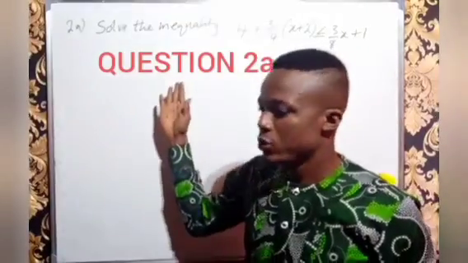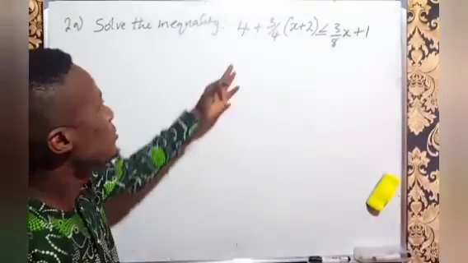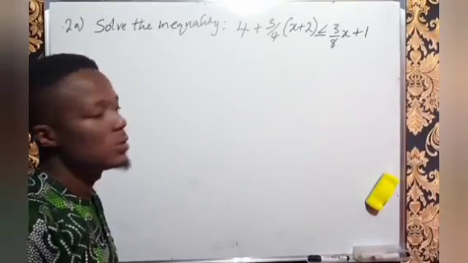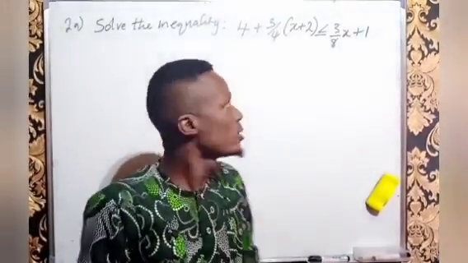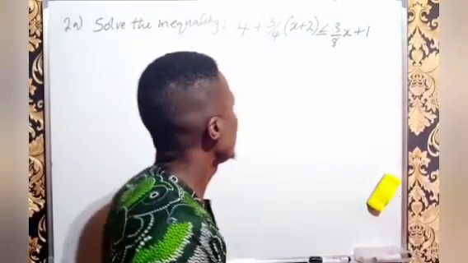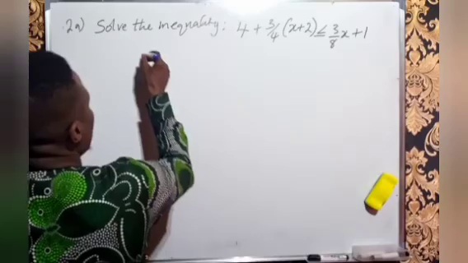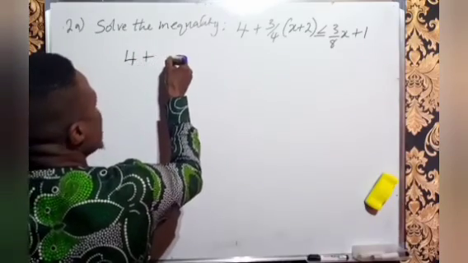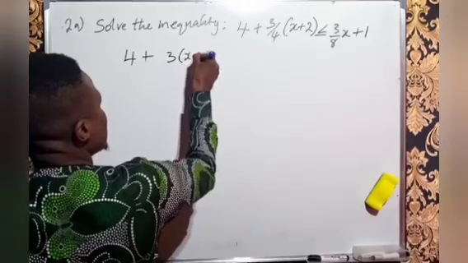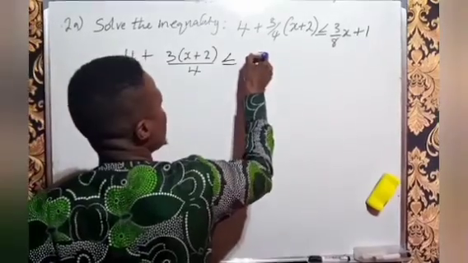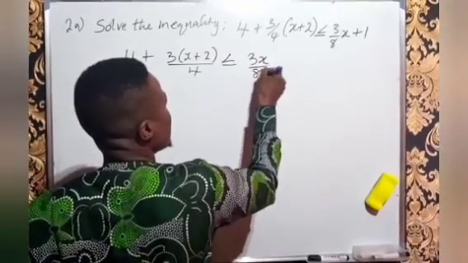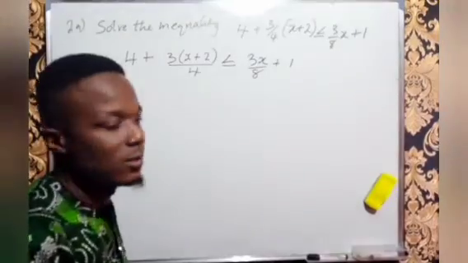Okay, question number 2a. It says solve the inequality 4 plus 3 over 4 into x plus 2 is less than or equal to 3 over 8x plus 1. To solve this, let's write this appropriately. We can call this 4 plus 3 into x plus 2 all over 4 less than or equal to, this can be written as 3x over 8 plus 1.